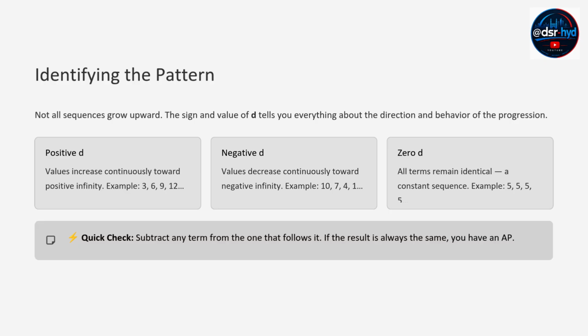A quick way to check whether a sequence is an AP is to subtract one term from the next. If the difference is always the same, you've found an arithmetic progression.